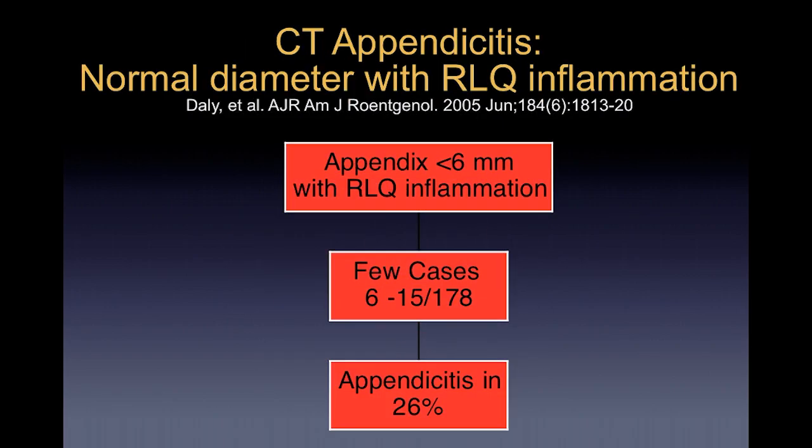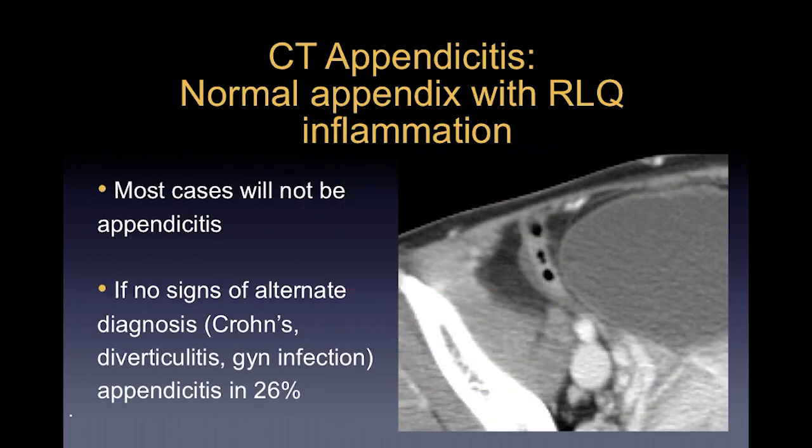Now, when you see the appendix and it looks pretty normal, so let's say less than 6 millimeters, but there are inflammatory changes in the right lower quadrant or near the appendix, this doesn't happen that often. It's a relatively small percentage of cases when we look at equivocal cases of appendicitis. The data shows that this will end up being appendicitis in about a quarter of cases, which means that about 75% of them, it's going to be something else.